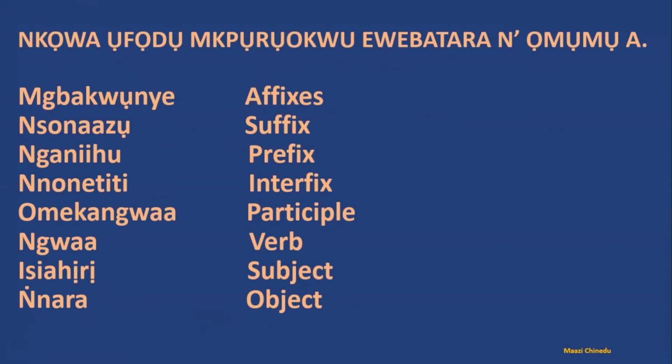Here we have the meaning of the words we use in this lesson. The first one says mgbakwunye. It means affixes. Second one, nsonazu, suffix. Nganihu, prefix. Nonetiti, interfix. Omekangwa, participle. Ngwa, verb. Isiahiri, subject. Nara, object.